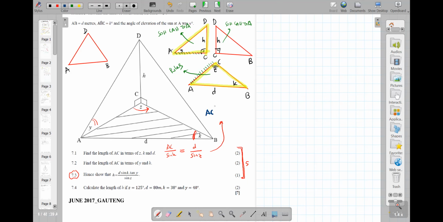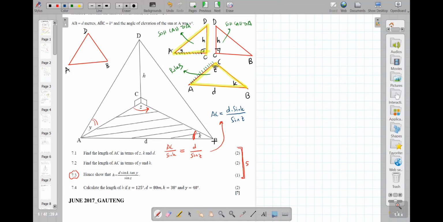So if you leave AC alone, it's kind of cross multiplication. What will be the answer then? AC is D times sine K divided by sine Z. So that is 2 marks. Just write the rule and leave AC alone.